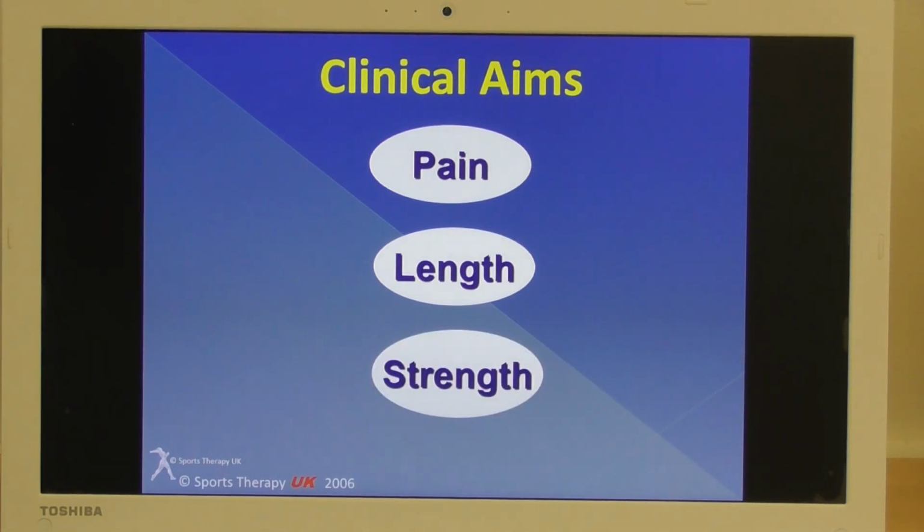So remember, we've got our clinical aims, so we're thinking about reducing pain, because that's why people are coming to see you, because there's some discomfort. They might not be happy because of this discomfort that's occurring. We then need to think, as a soft tissue and sports massage therapist, about getting that length back into that tissue and then increasing the strength.